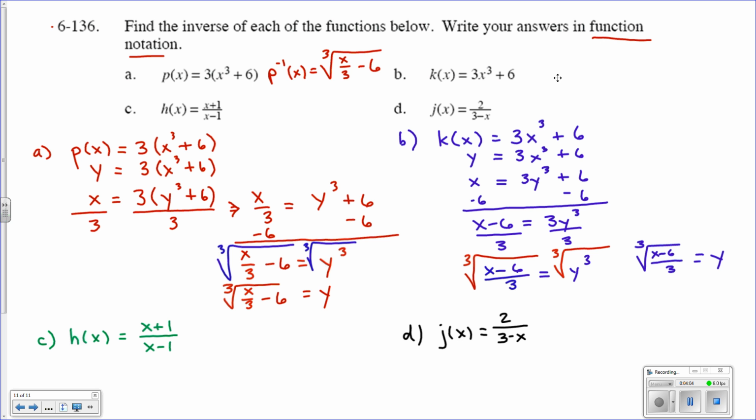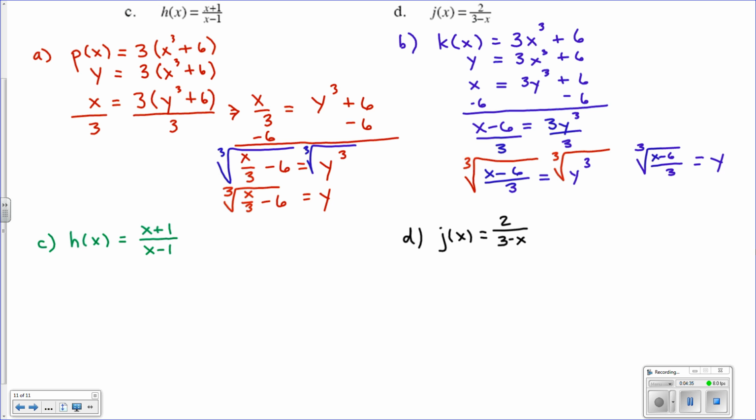And then we're going to go back and put it into our function notation up here. So we've got the inverse of function k. It looks like k to the negative first power, even though that's not what that means, of x equals the cube root of x minus 6 over 3. So there's 2 of the problems down. Let's continue on with C and D. I'm going to move down just a little bit here.